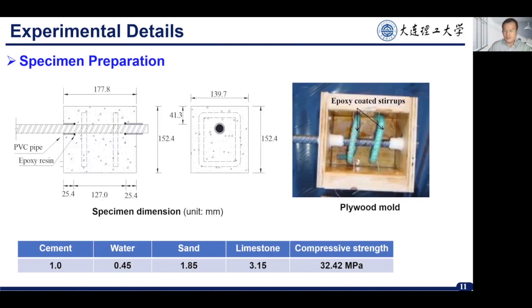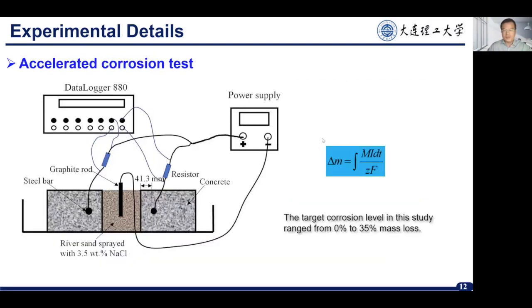So this just shows the plywood mold before pouring concrete. And the concrete we used has a water-cement ratio of 0.45, and the compressive strength is 32.4 megapascals. So after curing for 28 days, accelerated corrosion tests were carried out.